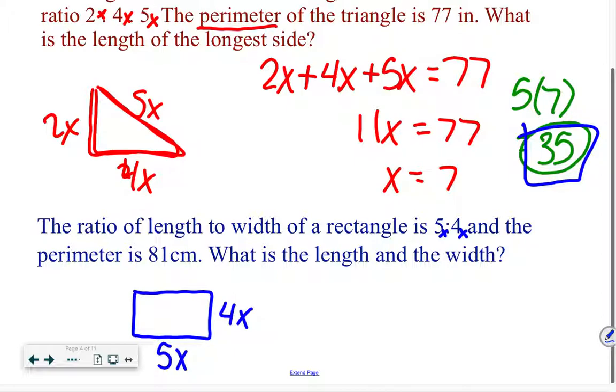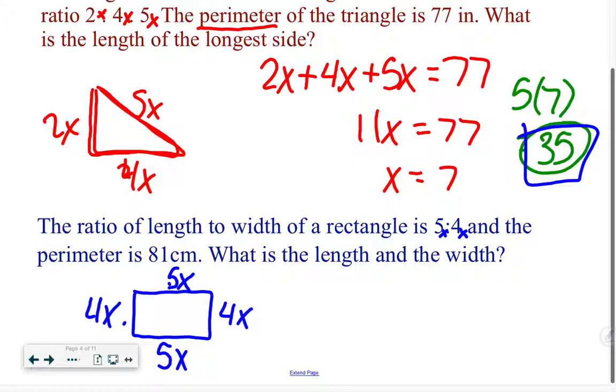How do I find perimeter again? Adding up all the sides. Length times width is area. No, we're adding. Well, if I need all the sides, what is this side? 5x. It's a rectangle, right? What's this side? 4x.